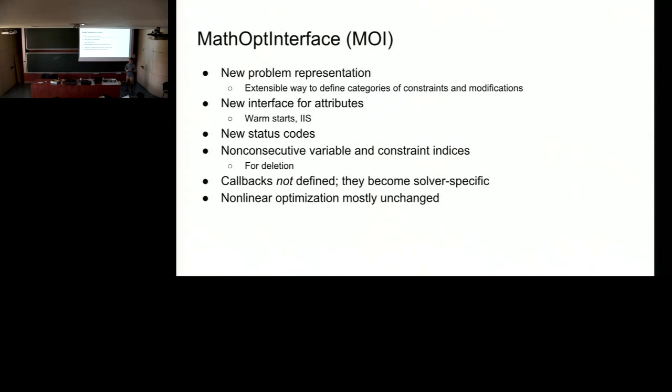Nonlinear optimization, this is basically the main piece that we have not changed much at all. If you take a look at the old version and new version, the representation of nonlinear functions is basically the same. We've tweaked it to fit it into the MOI architecture, but the basic representation, the callback API for AD has not changed at all.